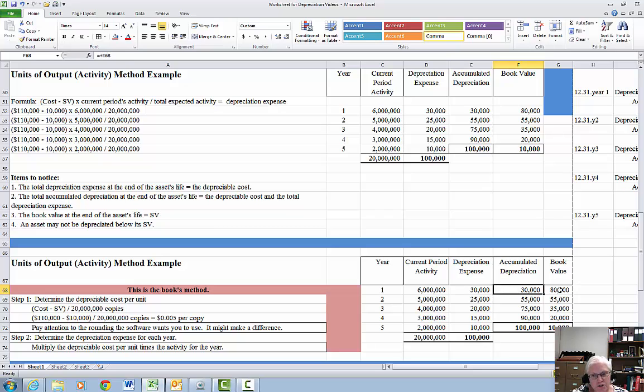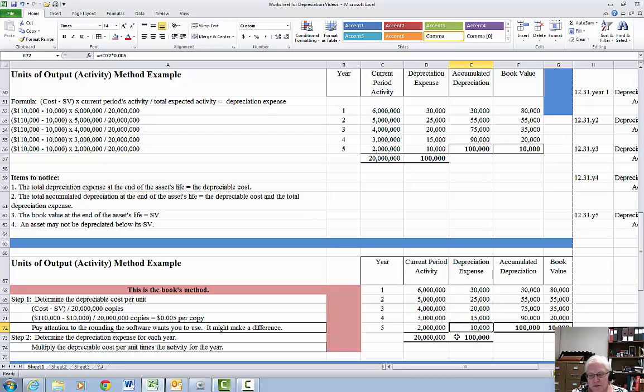The accumulated depreciation and book value work exactly the same as they did before. Year 2, 5 million times a half-cent is $25,000. Year 3, 4 million times a half-cent is $20,000. Year 4, 3 million times a half-cent is $15,000. Year 5, 2 million times a half-cent is $10,000.